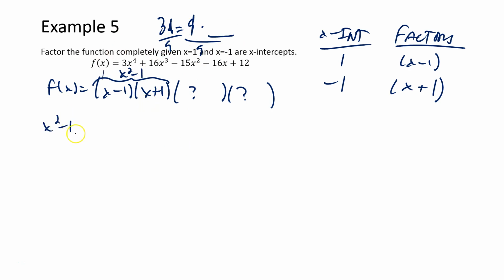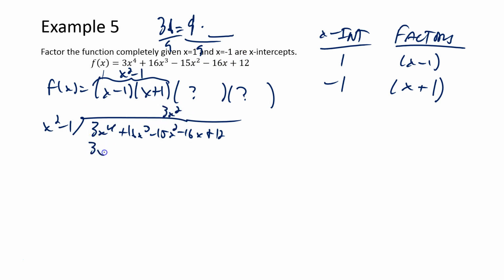Let's do x squared minus 1 into f of x, which is 3x to the fourth plus 16x cubed minus 15x squared minus 16x plus 12. X squared into 3x to the fourth, we need 3x squared for that. Multiply down: 3x to the fourth minus 3x squared, leaving it lined up so it's nice and neat.